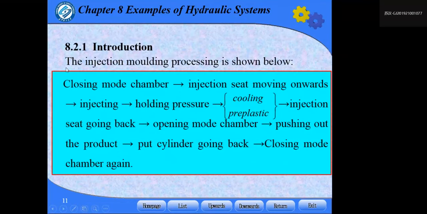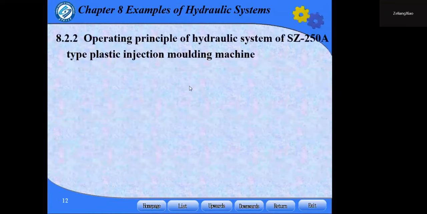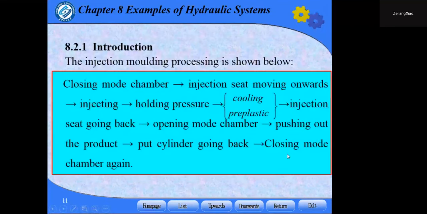The process you showed us starts again from the last step. This is the whole process. So it starts again from here to here. Go to see the cycle circuit. It goes to the process again, starting from closing the mold chamber, the first stage. Yes, it is a cycle.